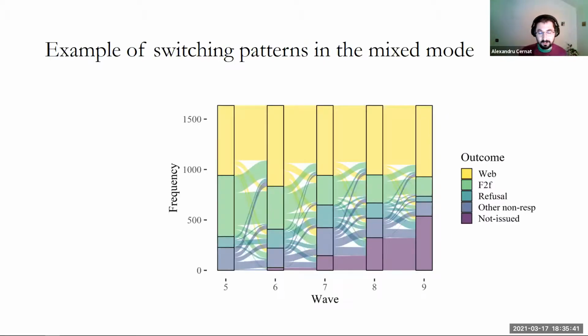So this is just to give you an idea about the patterns of changing modes. This is just for the people that are in the mixed mode design. We see that in wave 5, around half of them do web, half do face-to-face. And then there are different patterns of switching: switching from face-to-face to web and the other way around, and also to different types of non-response.